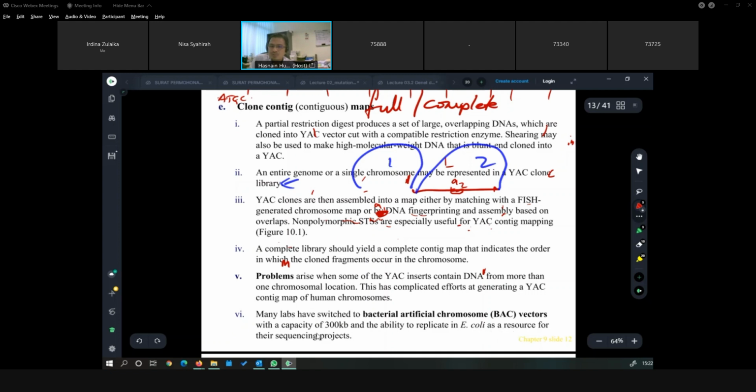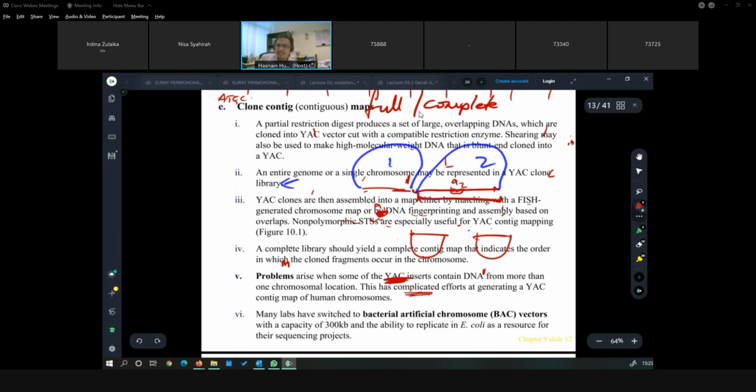coli as a resource for their sequencing project. So you remember the one that I have drawn just now, one contact map. All of them belong to different clones. What happened is that with the Y chromosome, the length is very long, and it is very difficult to get the entire length. So it is problematic, a complication.